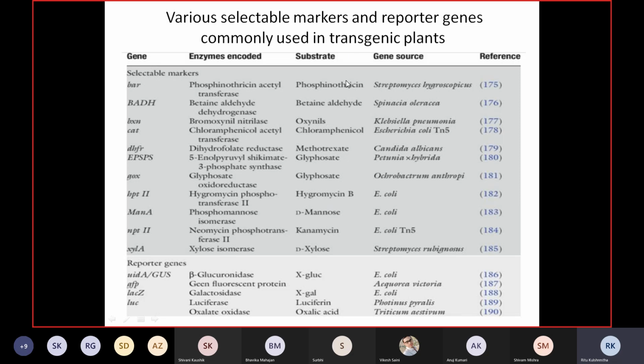And apart from the selection markers that you will commonly see in many plant cloning vectors, you also have various reporter genes. For any cloning vector, you will always find a selection marker and a reporter gene. And with respect to the reporter gene, I'll just bring your notice to this GUS gene. So the GUS assay is very commonly used for identifying the transformants.